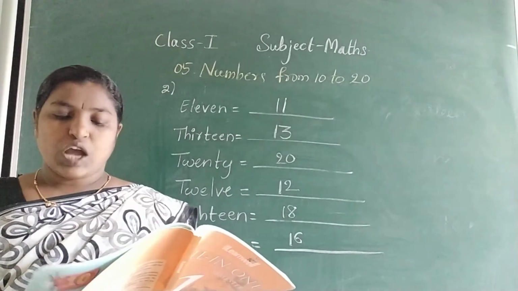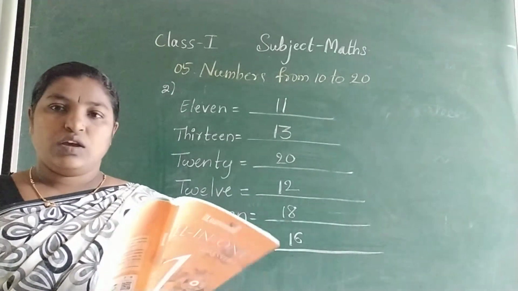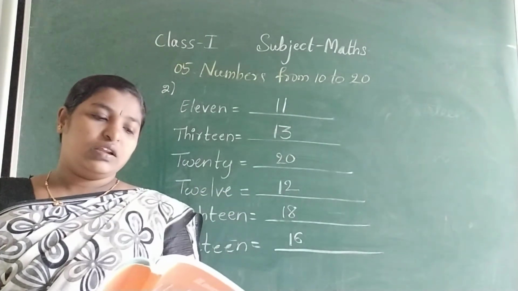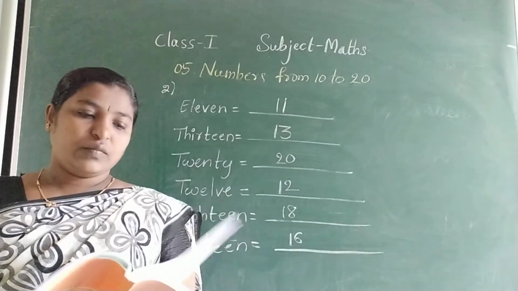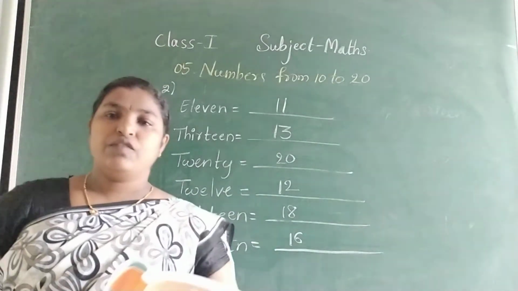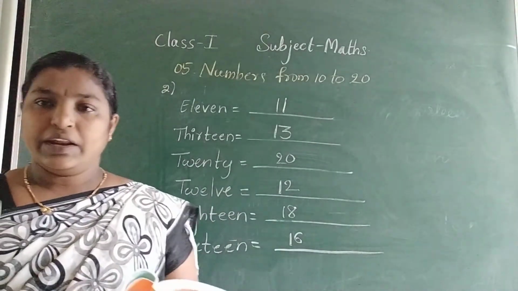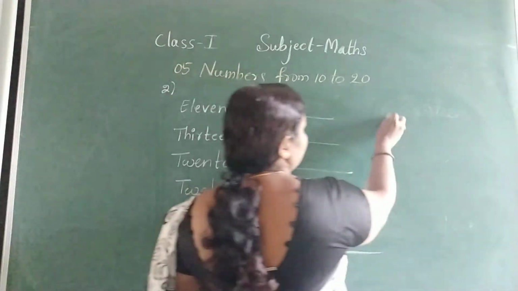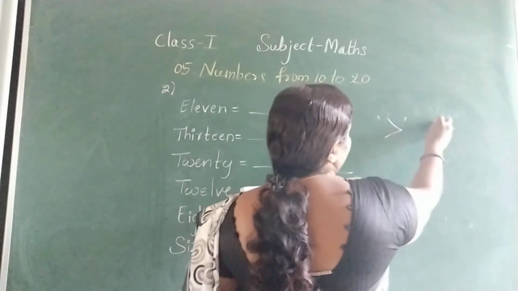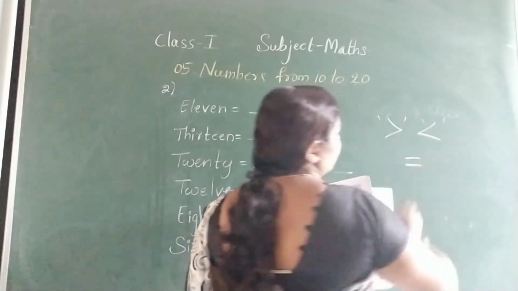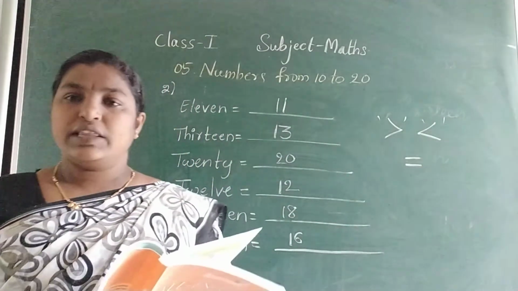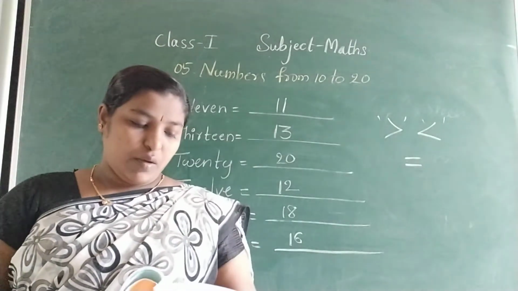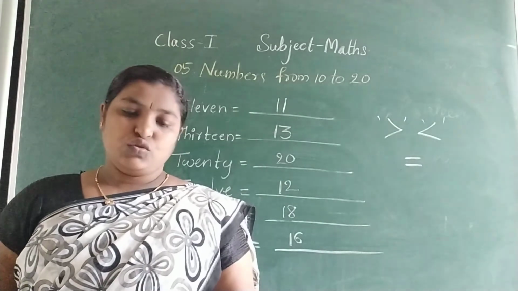Comparison of numbers up to 20. Okay, these things we will discuss tomorrow. Comparison of numbers means putting greater than, less than and equal to signs. You know this already. Where and how we should write this, how we should put, and how to compare the numbers, we will discuss tomorrow.